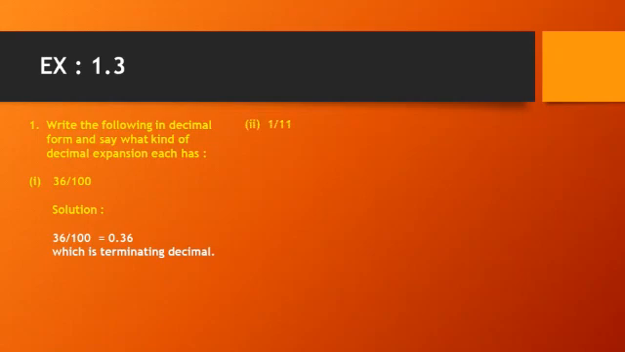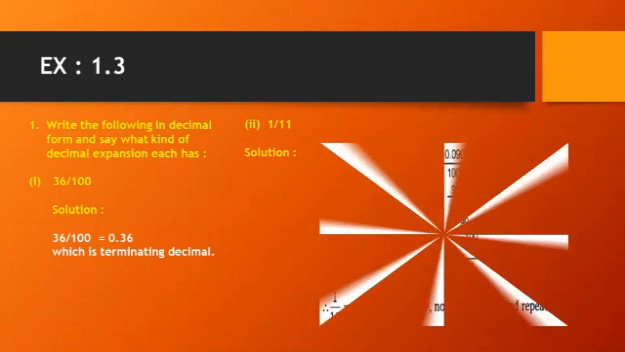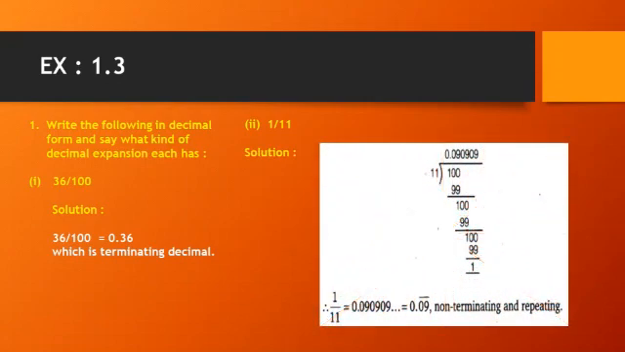The second question, 1 by 11. While dividing 1 by 11, we are getting the result as 0.090909. It goes on, keeps going on. That means it never terminates as well as it has a repeating pattern. Hence, it forms a non-terminating and repeating decimal.